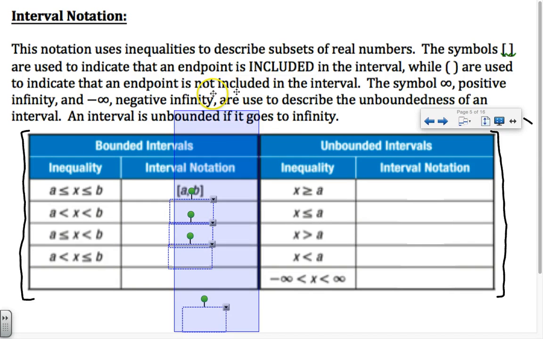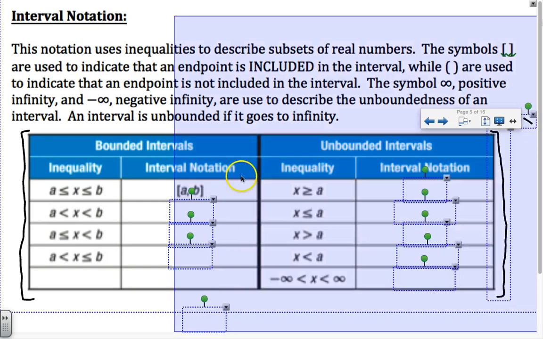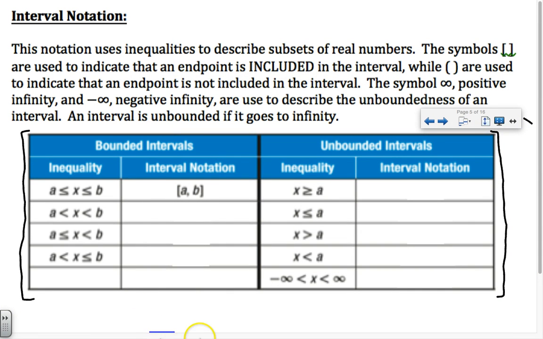Or if I would have a bounded interval where it's still A and B, but now this time A and B are not included since it's not less than or equal to, those would be with parentheses. And you can also mix and match.